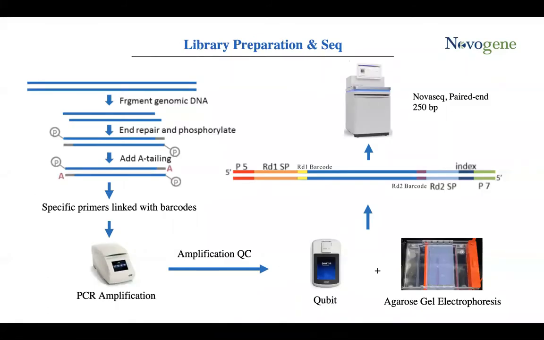And after sample QC, we will move to PCR amplification and library preparation. So first, when we get the extracted genomic DNA, we will first fragmentize it, perform end repair, phosphorylation, A-tailing, and then we will add in specific primers which are linked with different barcodes to go to PCR amplification. And after PCR is done, we use the Qubit fluorometer for quantification and agarose gel electrophoresis to recover the target amplicon fragments to move on.